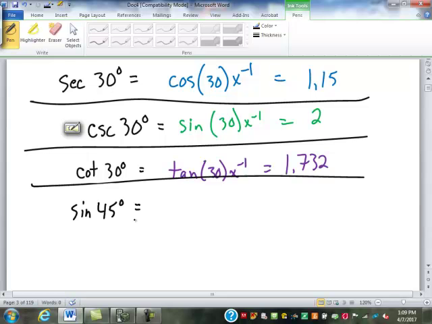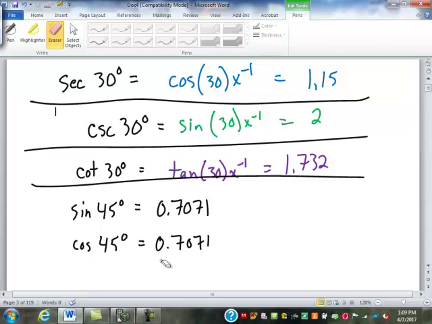Find for me the sine of 45 degrees. What'd you get? 0.707. 0.7071, right? Cosine of 45 degrees? Same thing, isn't it?